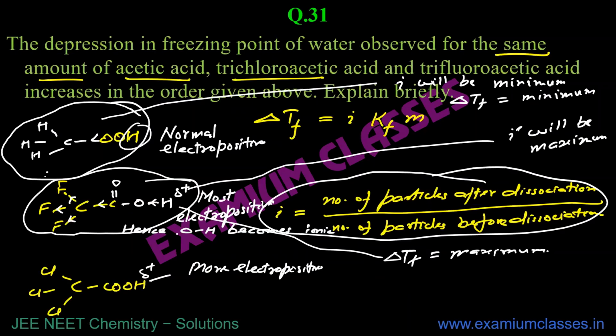Sir, near the I, you have written most electropositive, and OH becomes ionic. The OH bond becomes ionic because suppose you have O and H here, and remember, this is already electronegative, this is an electropositive element, right? So here what happens, this oxygen pulls the electron density from hydrogen.